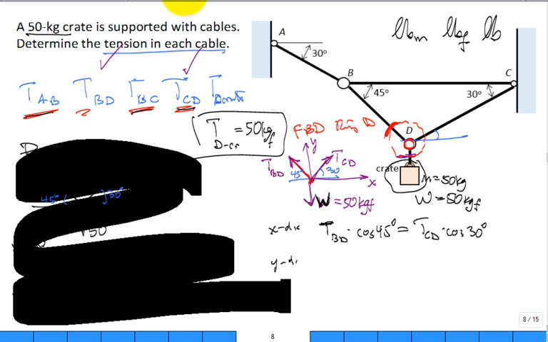I'm not that smart, and I suspect you're not that smart. All right, in the y, we're going to have the tension B to D times the sine of 45 plus the tension C to D times the sine of 30. Both of those are lifting, pulling up, and it's equal to the weight going down.